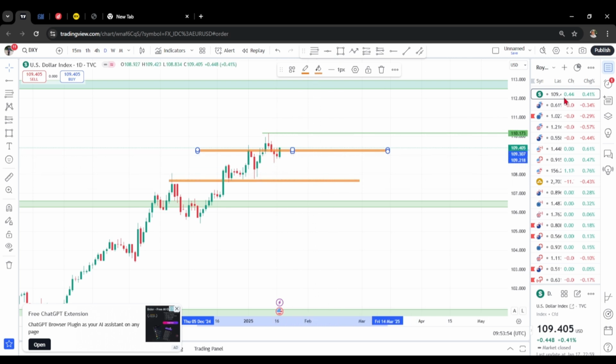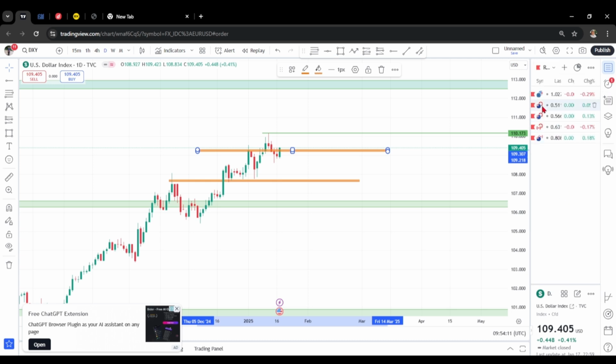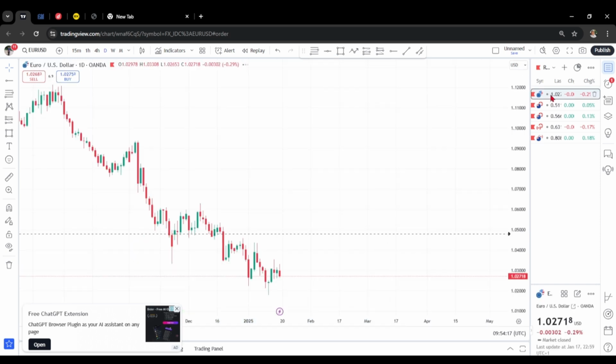So let's move down to the pair that I want to analyze for you guys. The trade I took on NZD CAD, I will tell you how the trade went, and the current trade that I'm in now. So let's go to my list. These are my watch list, the pairs that I'm watching. So let's start with Euro USD.